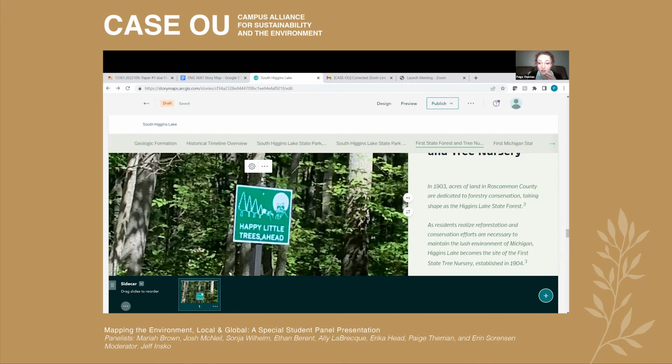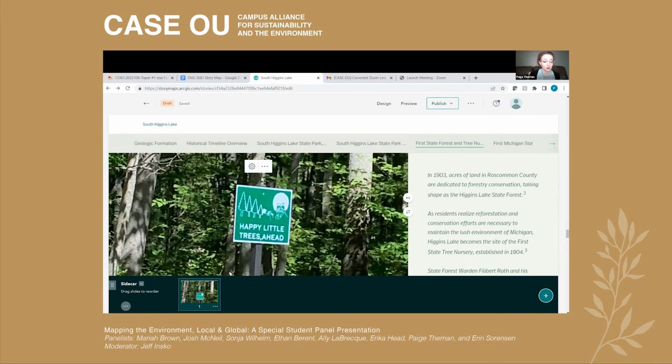As residents realize that reforestation efforts are necessary to maintain the lush environment of Michigan, Higgins Lake becomes the site of the first state tree nursery, established in 1904. And at this time, State Forest Warden Philibert Roth and his team recognize the land, which is devastated by deforestation and forest fires in the area, is in need of conservation care. So over the next 20 years, the team cultivates dozens of different tree species and hundreds of thousands of seedlings. And eventually the nursery is sending millions of seedlings across the nation and the state.